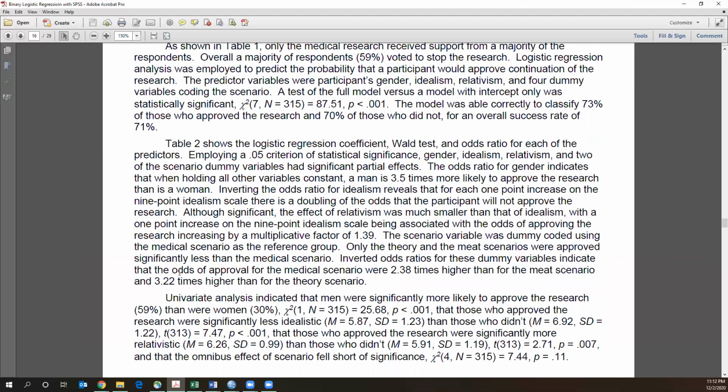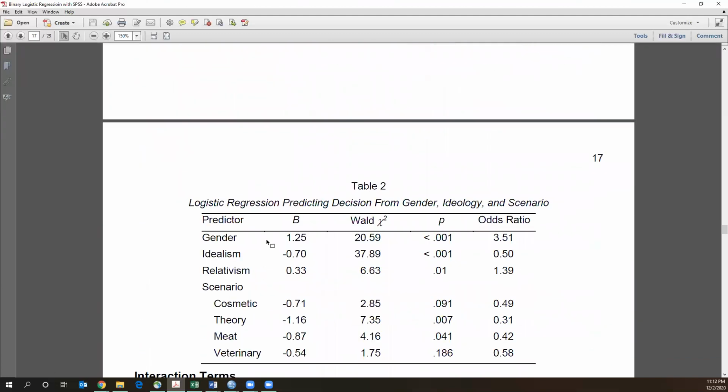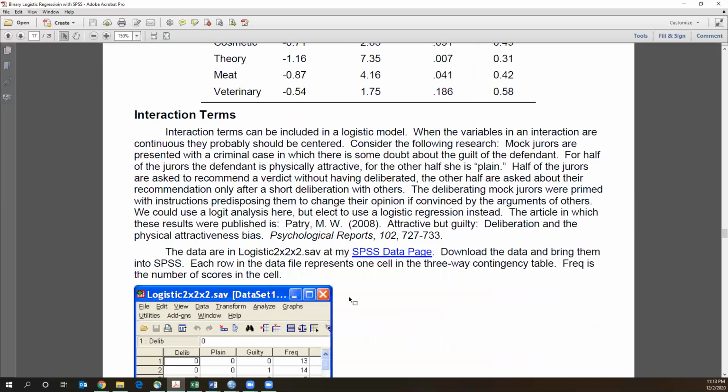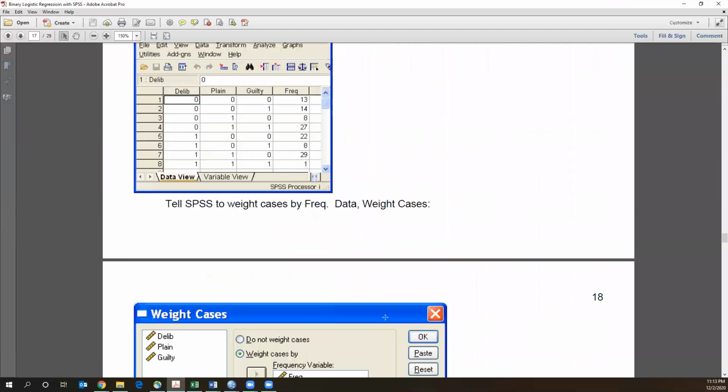And then you have table 2 down here, which gives you the coefficients, your Wald chi-square, the significance, and then the odds ratio. So like with gender, there's going to be a 3.51 increase if you change genders, right? For idealism, every time you get more idealism, it's going to be a change of 0.5. For relativism, 1.39, and so on. And then it goes on to explain interaction effects as well.